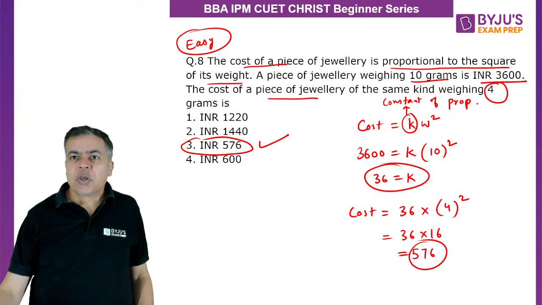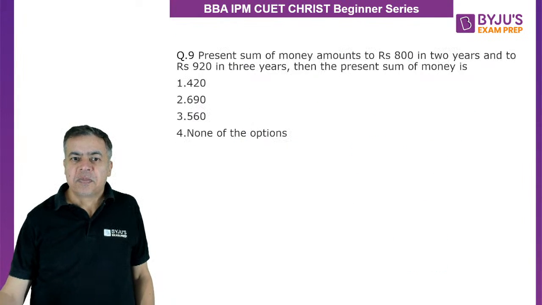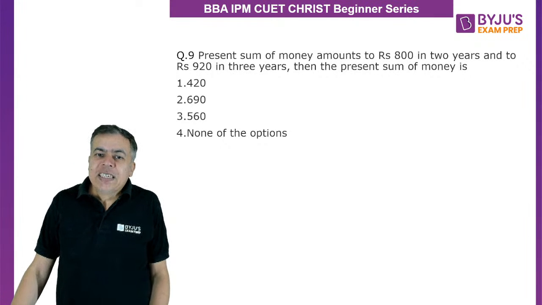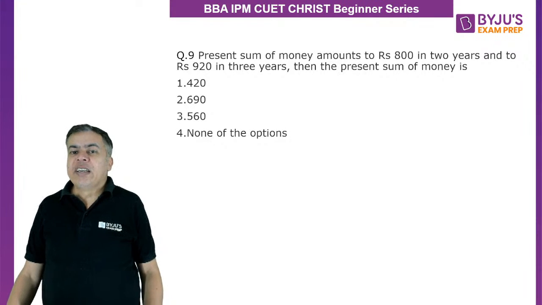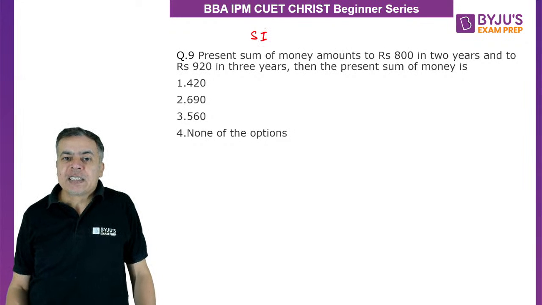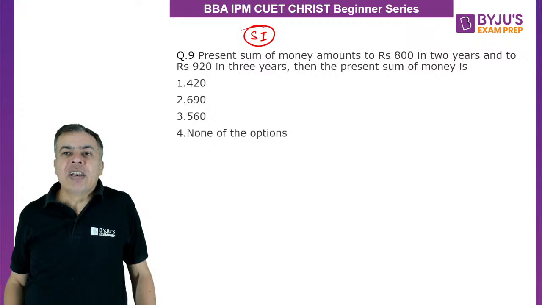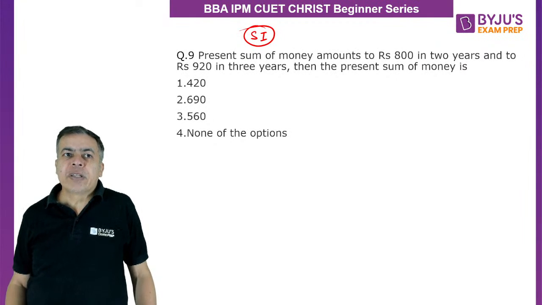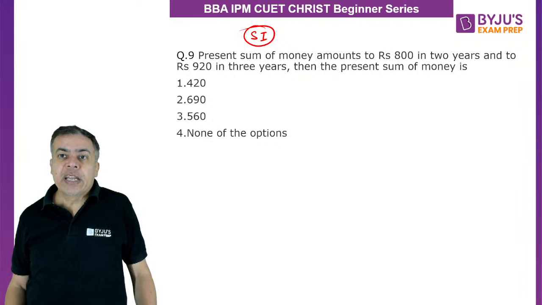Okay, so let's move to the next one. Now, a present sum of money amounts to 800 in 2 years and 920 in 3 years. See, nothing is given, so I will take simple interest. If nothing is given, I will consider it to be simple interest, except that if it is given about population or bank rate, stocks, then you will take compound interest. Otherwise, it is simple interest.